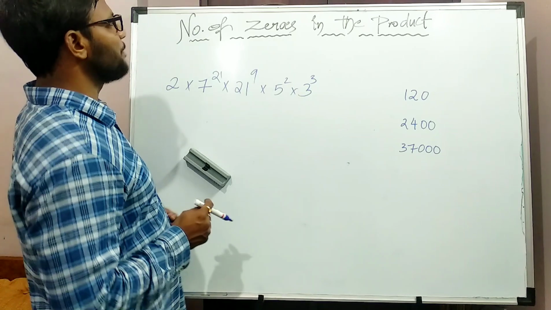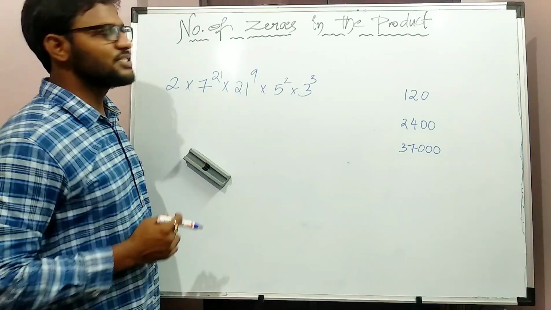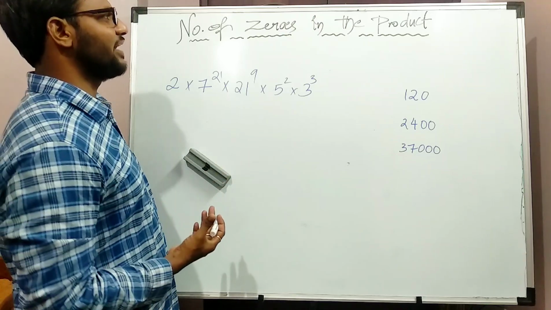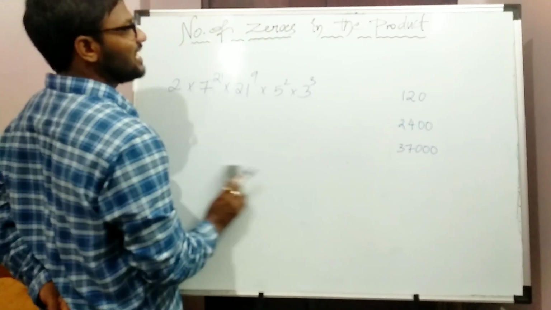Next topic is number of zeros in the product. This is a very interesting topic, so please watch this video till the end. What we have to find? Number of zeros in the product.